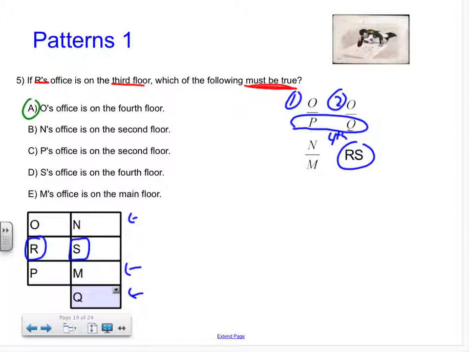But just for argument's sake, let's try the others. N's office is on the 2nd floor. That can't be true. It has to be on the 4th floor with O, so we can eliminate B.